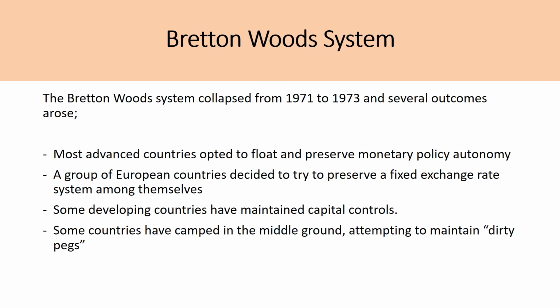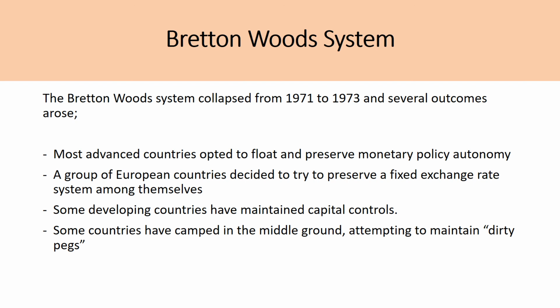The Bretton Woods system, of course, seeing that, as always, there are different economic incentives, collapsed from 1971 to 1973, and several outcomes arose. Most advanced countries opted to float and preserve monetary policy autonomy. A group of European countries decided to try to preserve a fixed exchange rate system among themselves, and that was the ERM system, and eventually evolved into the European Union and the Euro. And some developing countries have maintained capital controls.